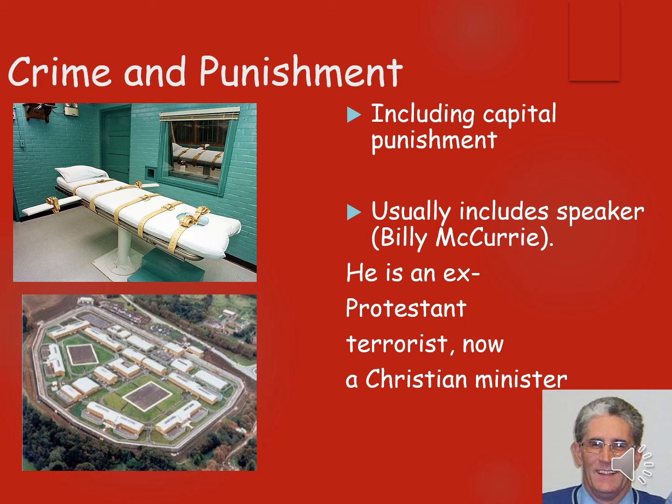Crime and punishment is a large unit. We'll look at different types of punishment, aims of punishment, so why do we punish criminals? Are our punishments effective? Is our prison system, for example, effective? We'll look at the death penalty, which is capital punishment. We often have a guest speaker, Billy McCurry, who will come in and speak to our students. He is an ex-Protestant terrorist, now a Christian minister who's got some quite interesting views on the death penalty.